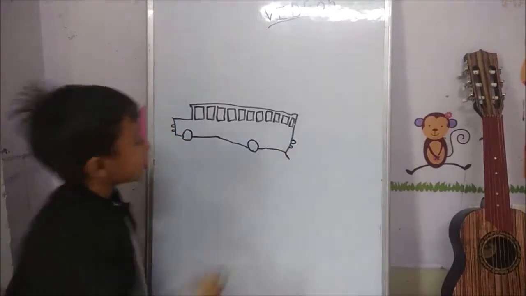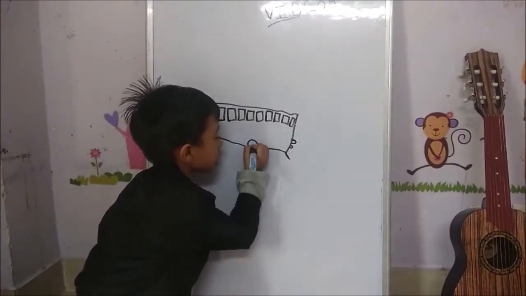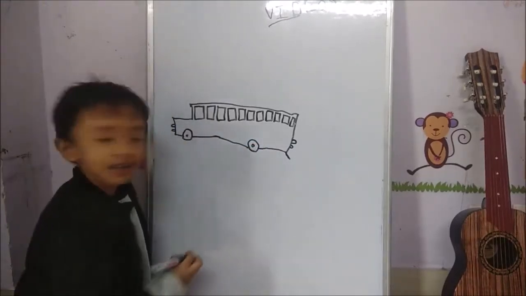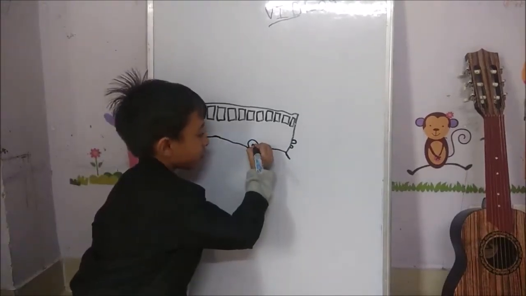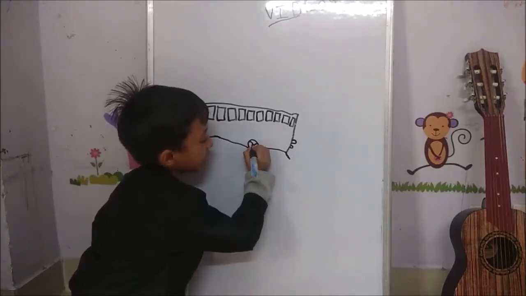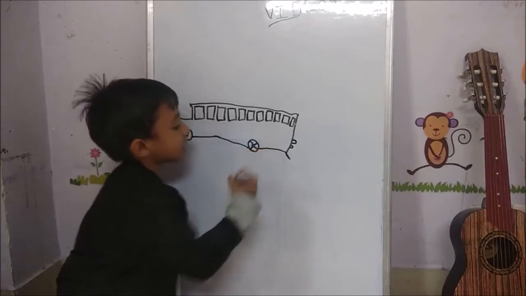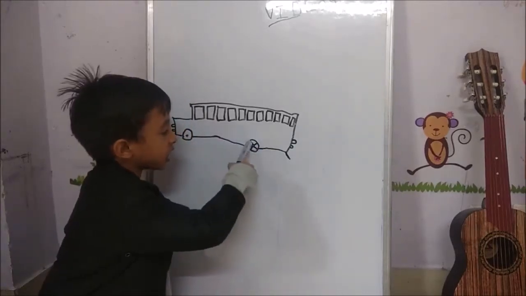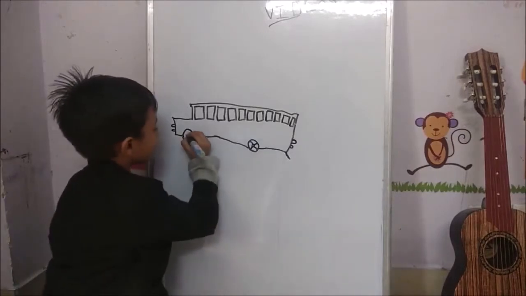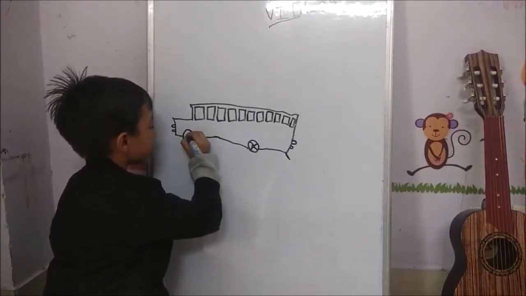And now a small circle, and one slanted line, two slanted lines, three slanted lines, four slanted lines on the sides of the circle. Okay? And one more slanted line at the front.